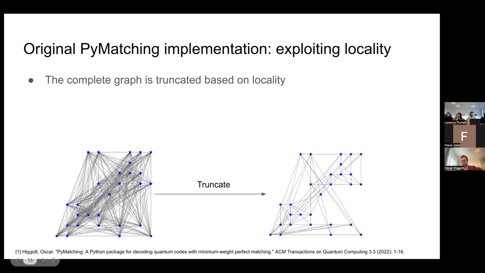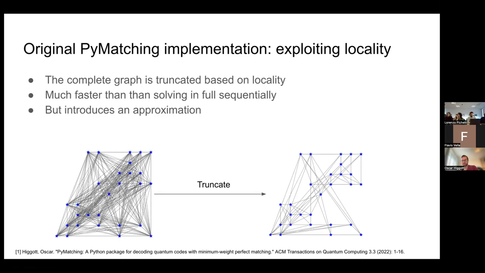essentially just truncated and removed the edges with high weight, which is much faster than solving the full problem sequentially. It turns out that the approximation it introduces is also not too bad. I mean, the accuracy is almost exactly the same as the original matching decoder. And also asymptotically, the performance is roughly linear time, but the speed is still very far from optimal. I mean, the constant factors are bad.